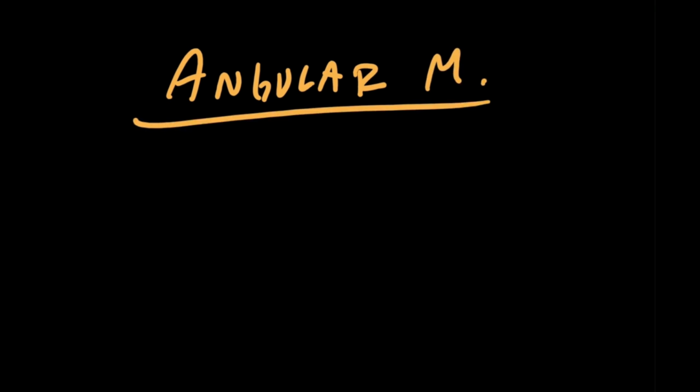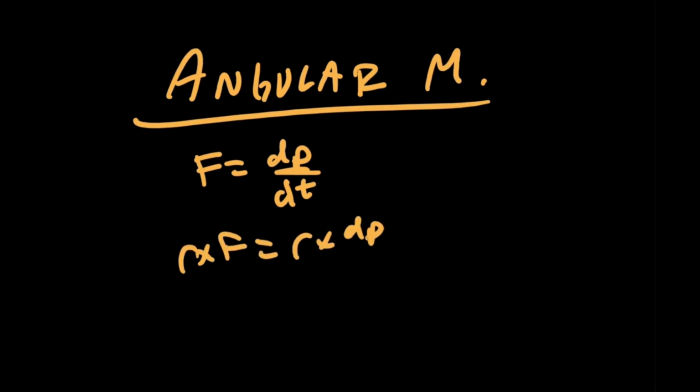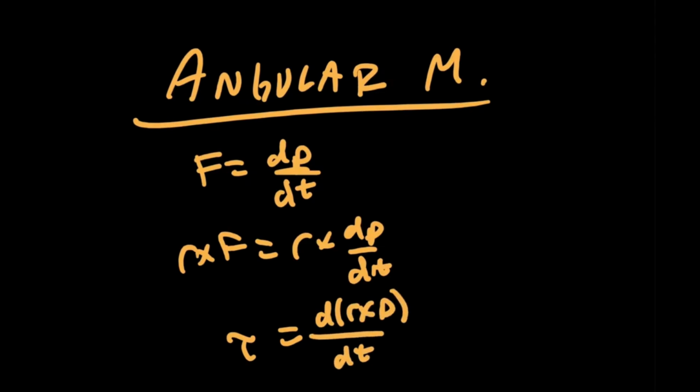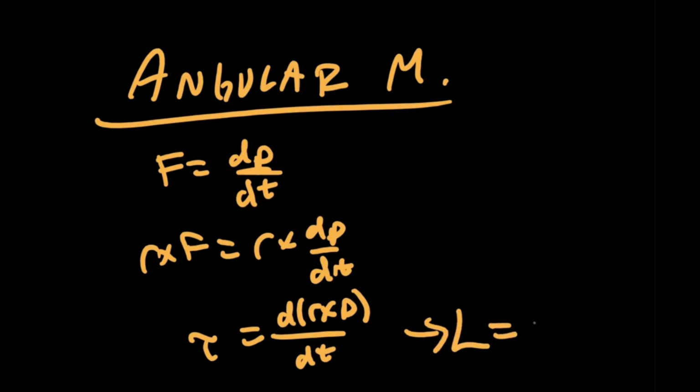And the last thing we're going to go over with regards to rotation is angular momentum. So let's say that we have F is equal to dp dt, and we know this from our previous unit, from our momentum unit. Let's write r cross F is equal to r cross dp dt, meaning that torque is equal to d times r cross p over dt, which means that we have L is equal to r cross p. What is L? L is our angular momentum.